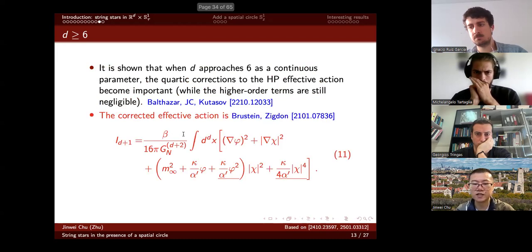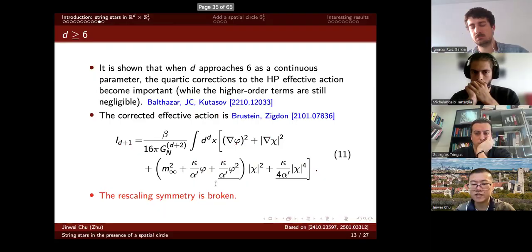So more explicitly, the quartic corrected equation looks like this. So there are two new terms, which are quartic in phi and chi. And these two new terms break the rescaling symmetry I mentioned before.